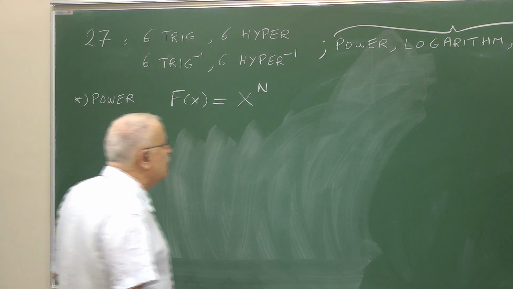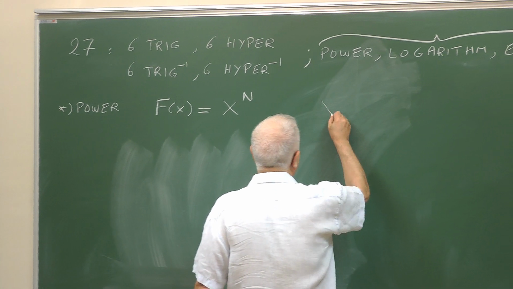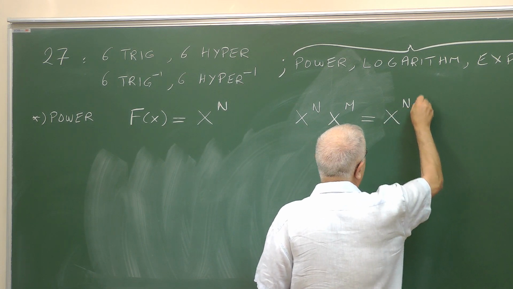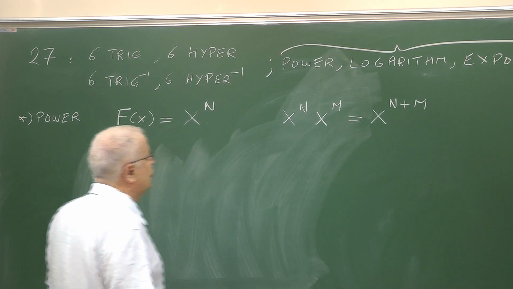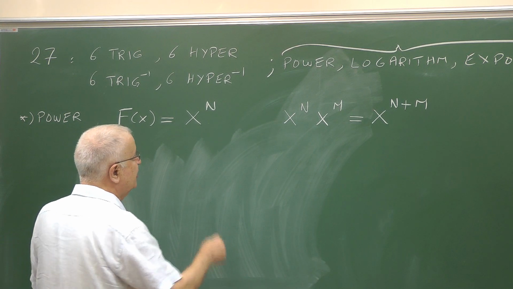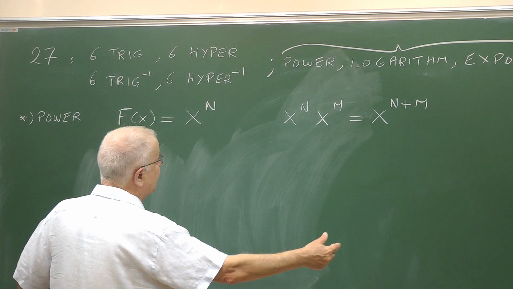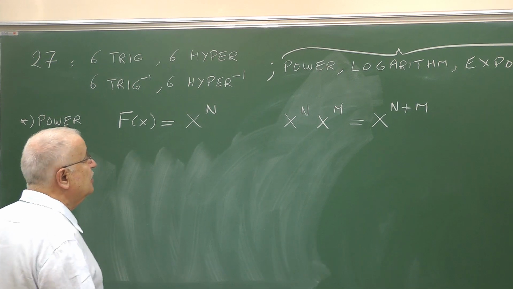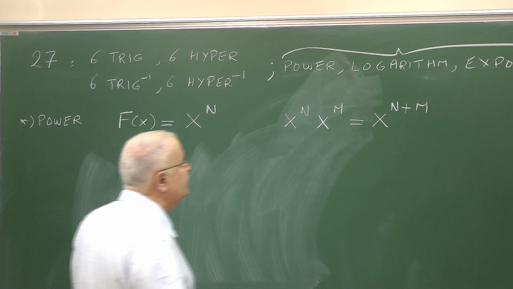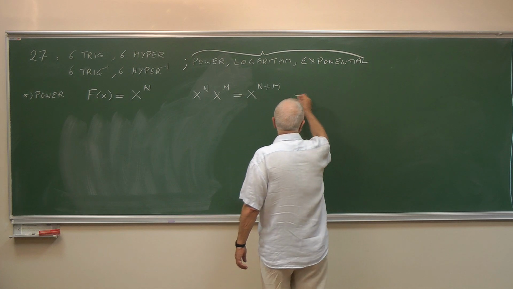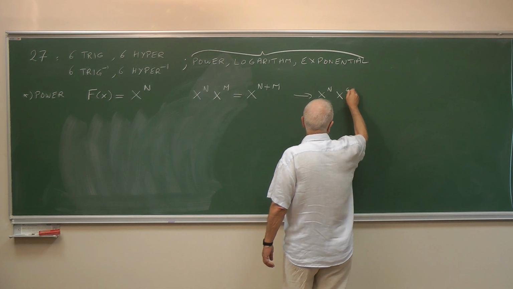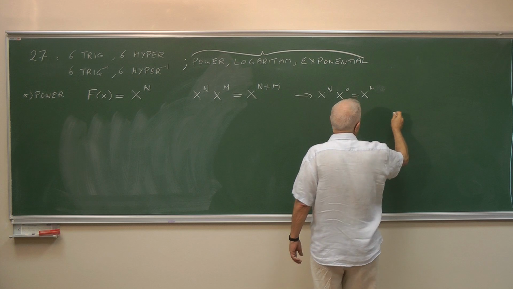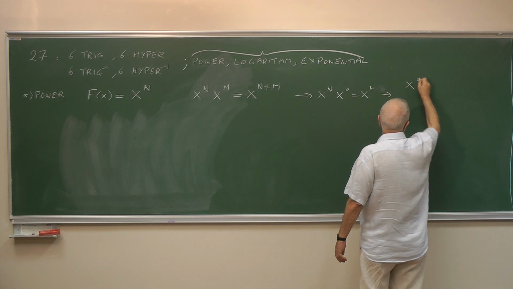Now, a very trivial property is x to the n times x to the m is x to the n plus m, naturally. Because x multiplied with itself n times, and then x multiplied with itself m times, put side by side, is x multiplied with itself n plus m times. Now, one consequence of this, if we set m equals to 0, x to the n times x to the 0 equals x to the n plus 0. Plus 0 is nonsense, of course. So, x to the 0 is 1.